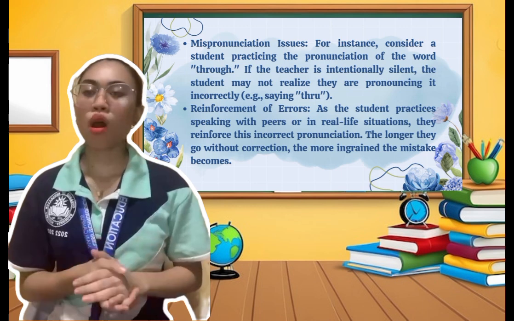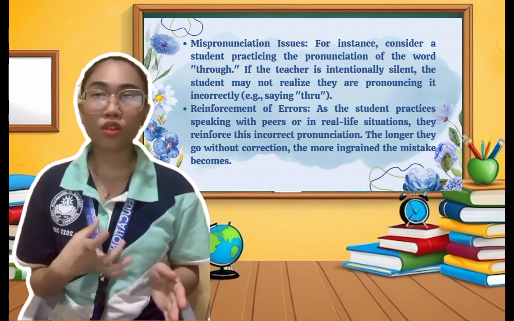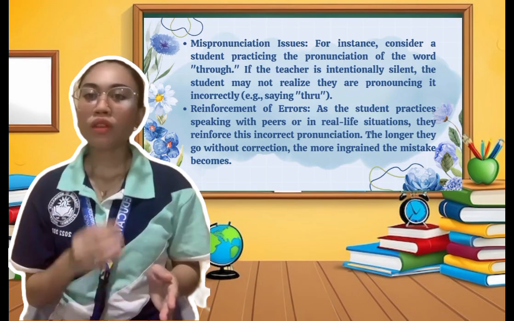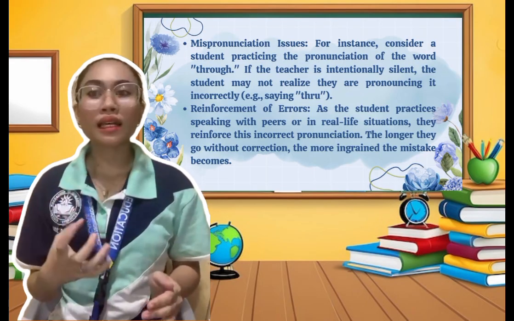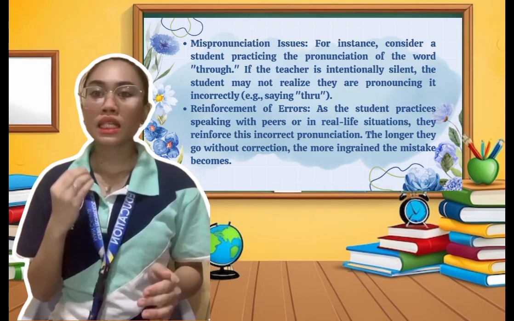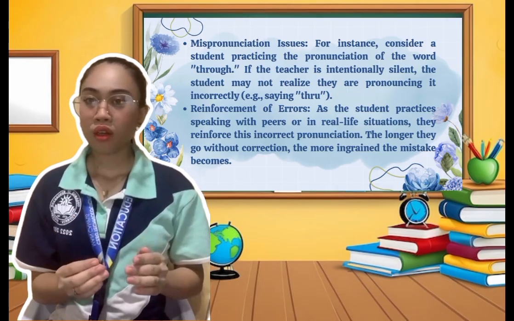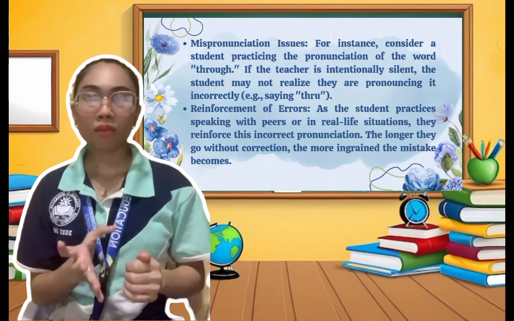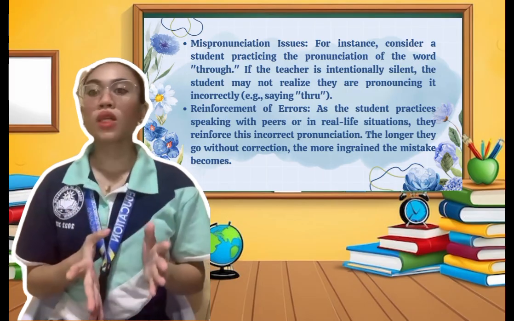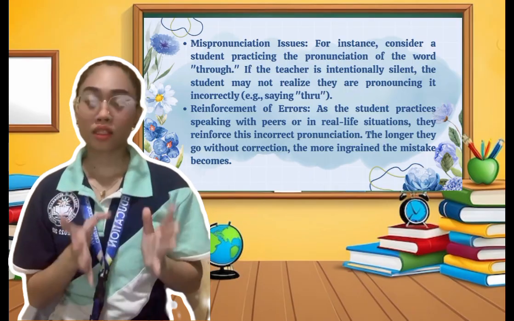Mispronunciation issues. For instance, consider a student practicing the pronunciation of the word "through." If the teacher is intentionally silent, the student may not realize they are pronouncing it incorrectly, for example, saying the word as it is spelled, T-H-R-U. Without immediate feedback or correction, the student may continue to use this mispronunciation in conversation.